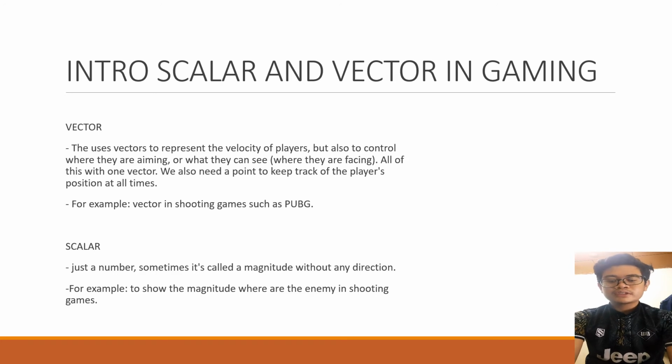The second one is scalar. Scalar in game development is used to show the magnitude, such as where the enemy is hiding or standing in a shooting game.